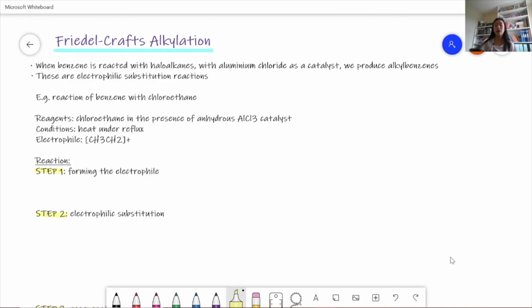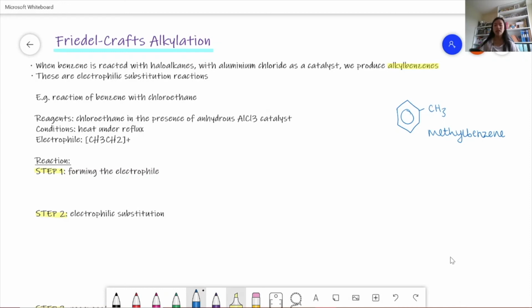So now we're going to look at Friedel-Crafts Alkylation. When benzene is reacted with haloalkanes with aluminium chloride as a catalyst, we produce what we call alkyl benzenes. And what these are is, say we have benzene attached to a CH3. We have methyl benzene. So this is an example of an alkyl benzene. It's just benzene attached to an alkyl group.